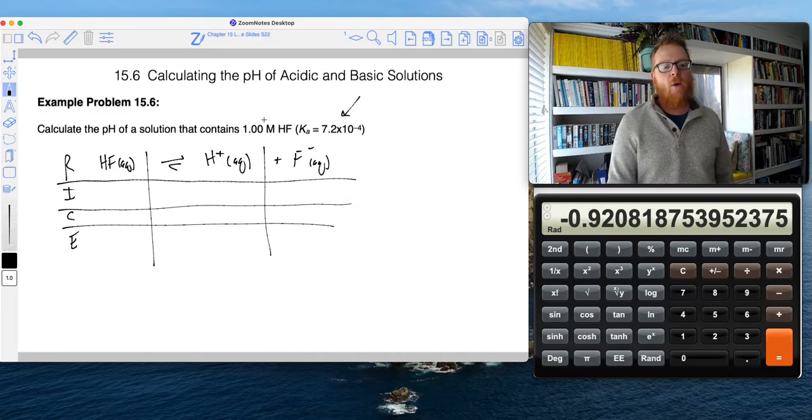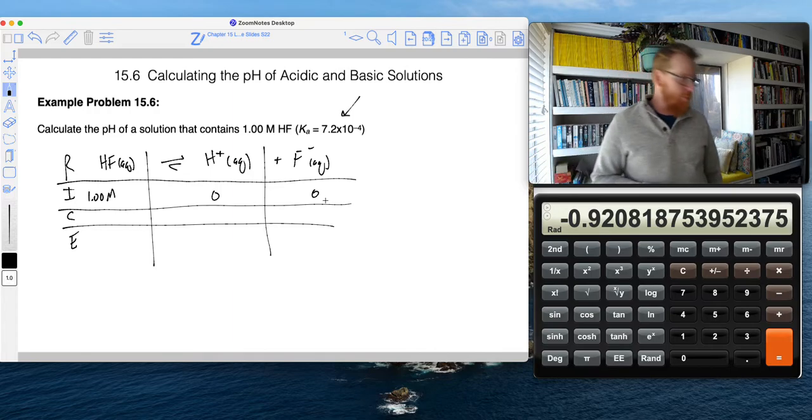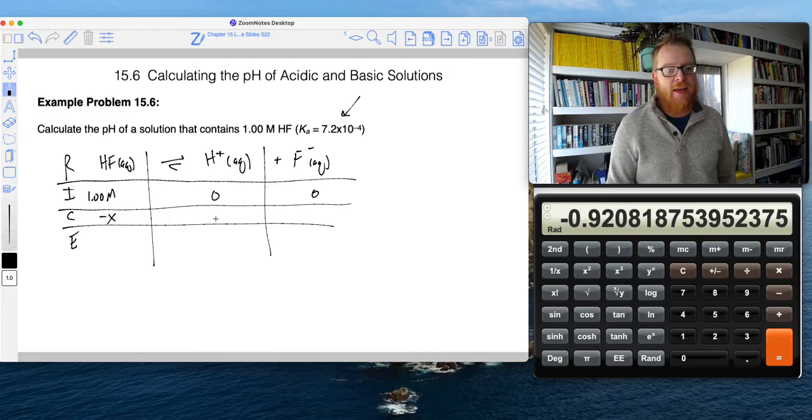Now our initial concentration of HF is 1.00 molar, and we can assume that H plus and F minus are 0 because we weren't told anything about them. And we recognize the change is going to be minus x for HF, plus x, and plus x. And so now this is 1.00 minus x, this is x, and this is x.